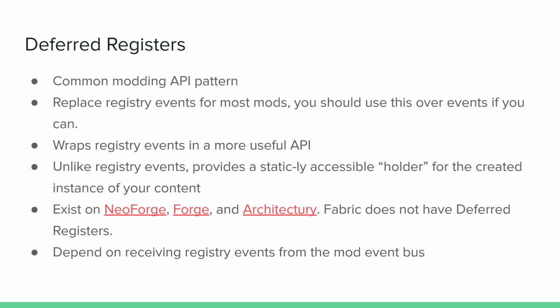So deferred registers are the preferred way in most Minecraft mods, especially with NeoForge mods, to register things. They wrap the events in a big fancy API, which basically does the same thing as the static initializers that I showed, except it holds it and then registers it later instead of doing it immediately. I'm going to do a demo in a second. They are statically accessible, and it handles registering at the right time for you, so you don't have to worry about it. Fabric does not have deferred registers, so most people do the static thing there. And you have to register them to the mod event bus. That's the main thing with deferred registers.